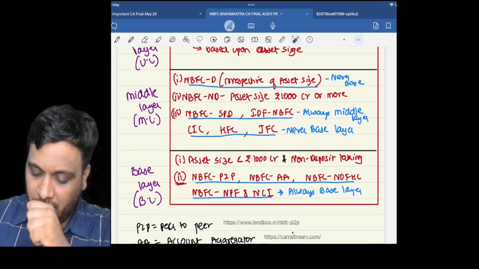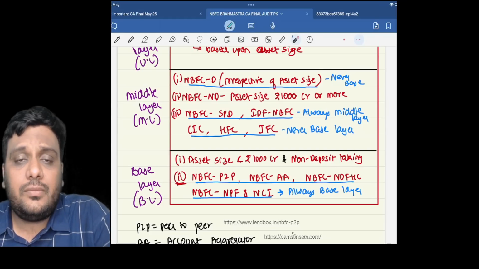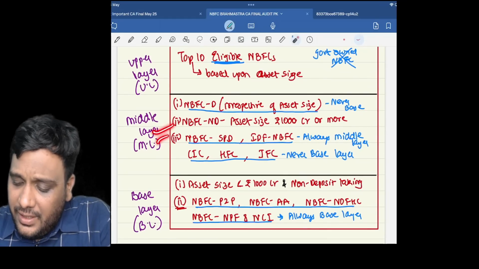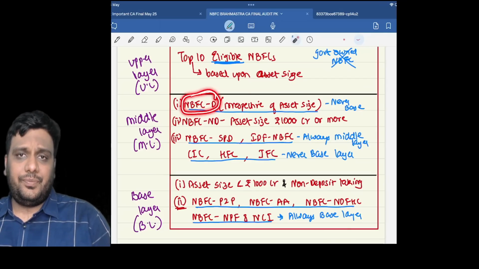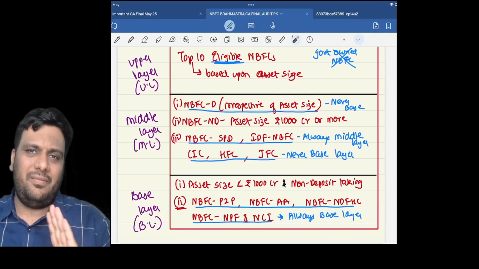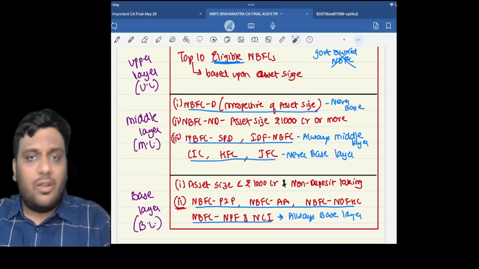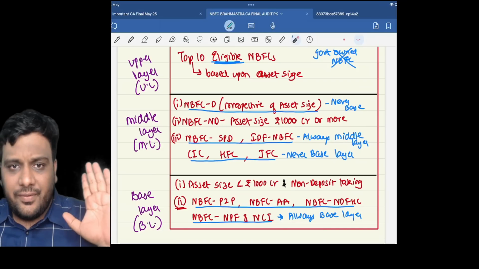Okay. Next, middle layer. Middle layer, if NBFC is accepting deposits, irrespective of its asset size, it will never be base. That means it can either be in middle or upper, but it will never be in base.